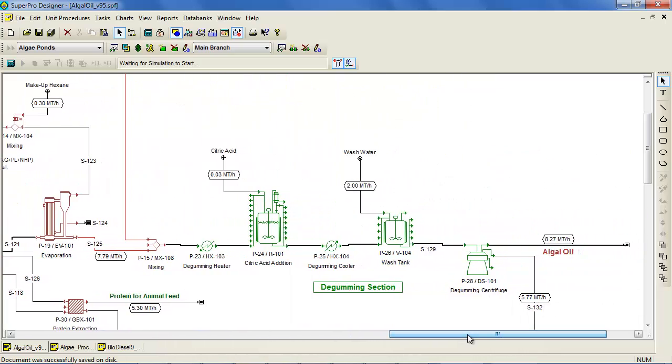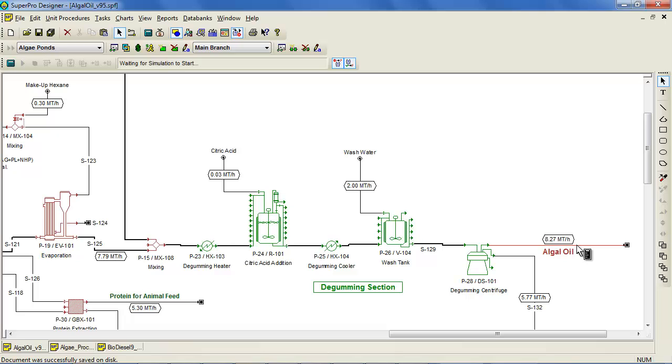In this section, the oil-rich input stream is heated to 70 degrees Celsius using HX103 and then transferred into the citric acid addition tank. Here, citric acid is added in order to convert the non-hydratable phospholipid into hydratable phospholipid. The mixture is then cooled and sent to a wash tank where extra water is added. The material flowing out of the tank is then centrifuged in order to separate the TAG product from the other components. This results in approximately 8.3 metric tons per hour of TAG product.